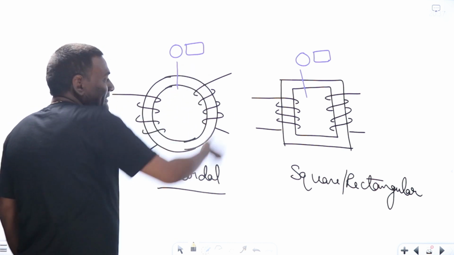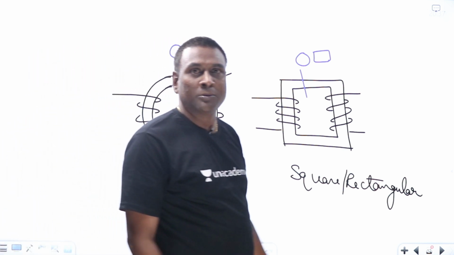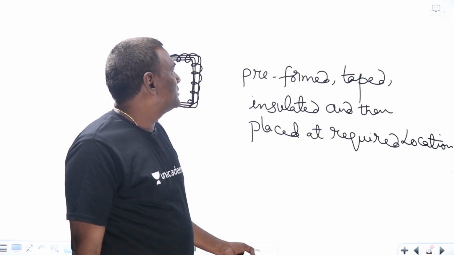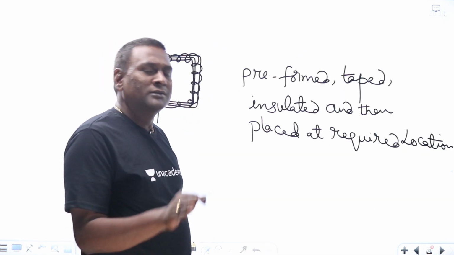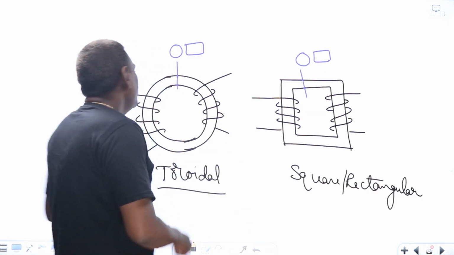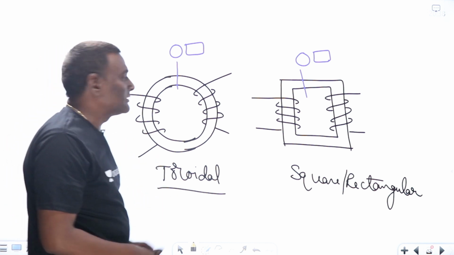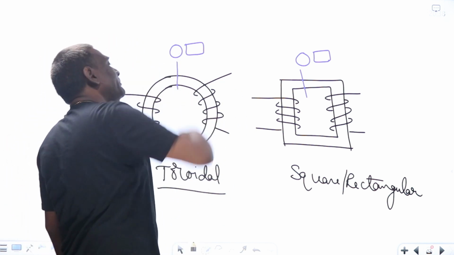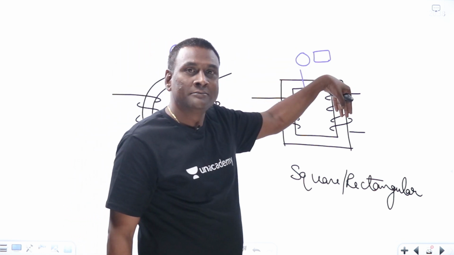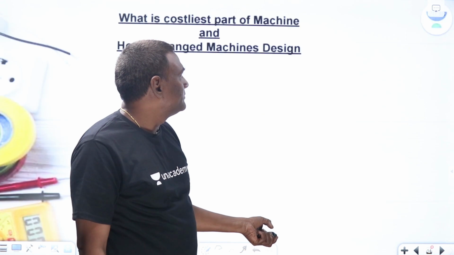But if it is like this, how to insert the laminations inside? Not possible. That's why the answer for this question is very simple. Windings are basically preformed, taped, insulated, and then placed at the required location. Inserting the laminations here is not possible, obviously, because it is having the bend, it is having straight. You understand my point, right? So that is the answer for this.